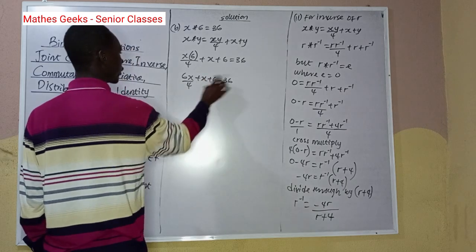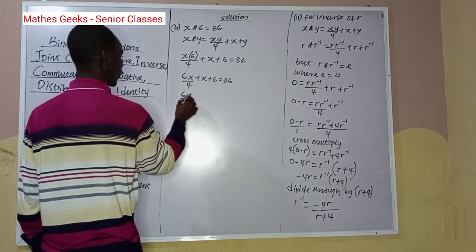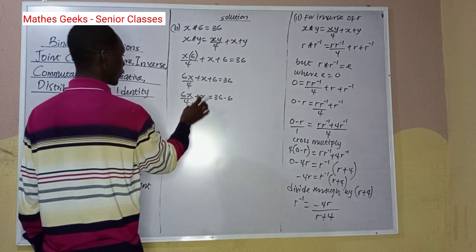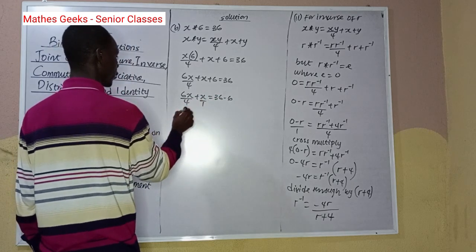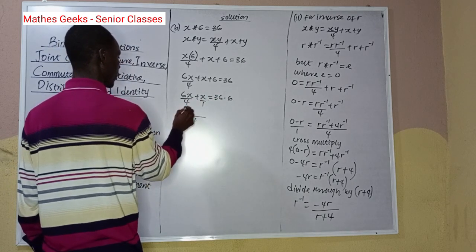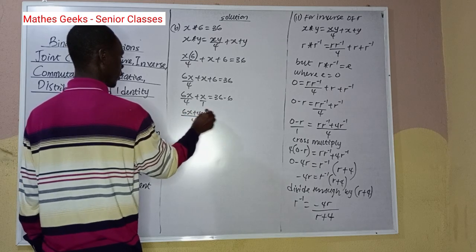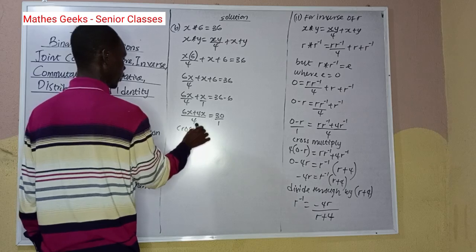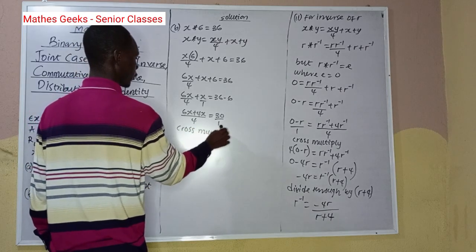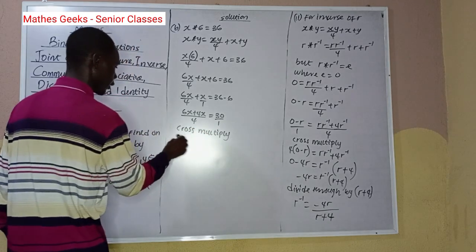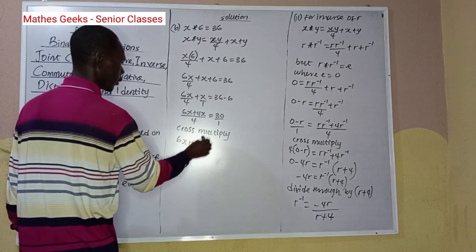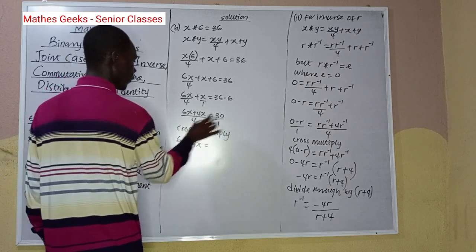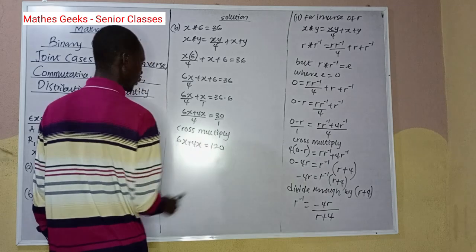So what do we do? We take 6 to this side. 6x over 4 plus x is equal to 36 minus 6. Now we look for the LCM. Here the LCM is 4. 6x plus 4x over 4 is equal to 30 over 1. Cross multiply. So 6x plus 4x times 1. Everything here times 1 is still the same thing. Then 4 times 30 should be 120.